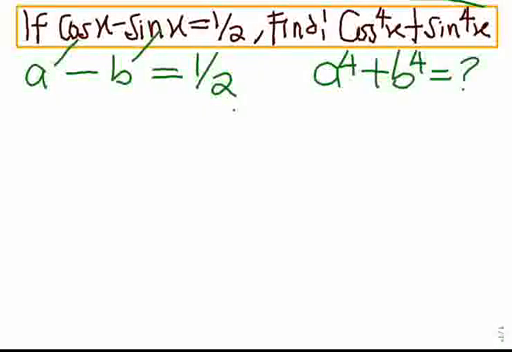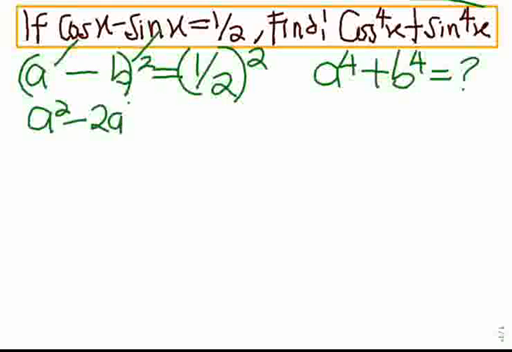In solving this question, the first thing I'm going to do is to square both sides of this equation. So this left hand side, I'm going to square it. The right hand side, I'm also equally going to square it. Let's remember the square of a minus b as a square minus 2ab plus b square. So this equals, if you square half, you will get 1 over 4.